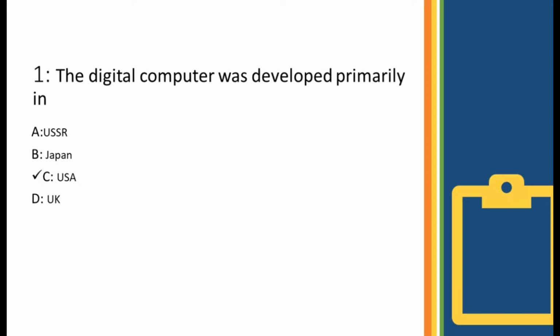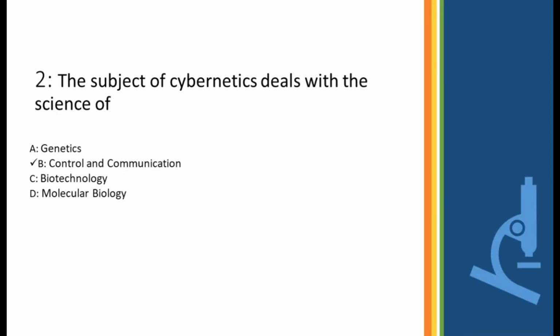The digital computer was developed primarily in, the correct answer is C, USA. The subject of cybernetics deals with the science of, the correct answer is B, control and communication.